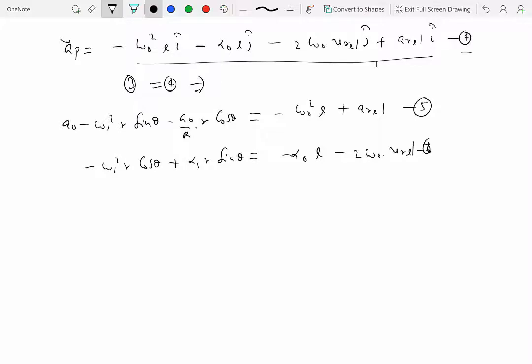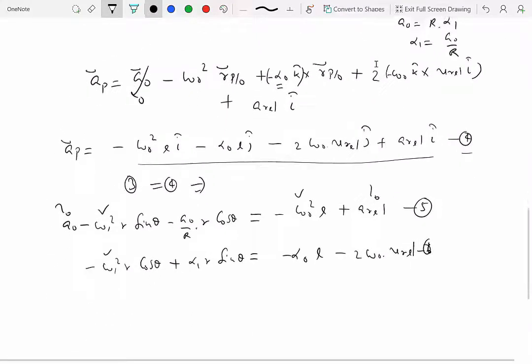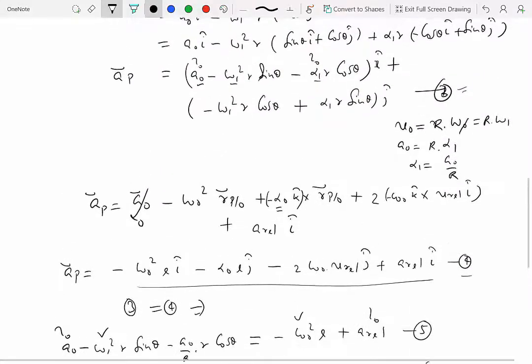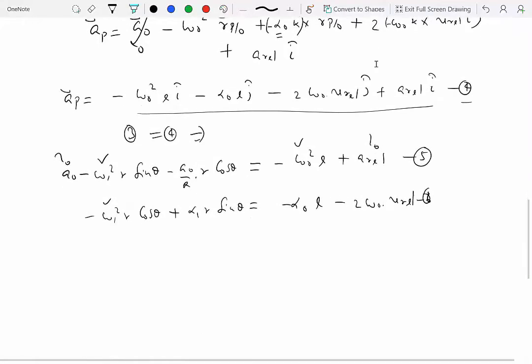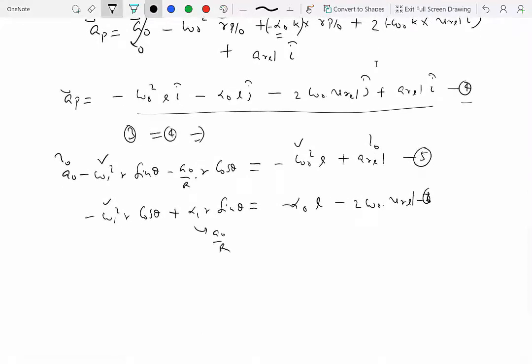Okay, so now let's identify the unknowns. If we have only 2 unknowns, we should be able to solve for them, right? So A0 is one unknown. Omega 1 is known. A0 we already accounted for. Omega 0 is known. A relative is another unknown. Omega 1 is determined. Alpha 1 is the angular acceleration of the disk, which we can also express in terms of A0. So this is actually A0 over R. So that's still one unknown.